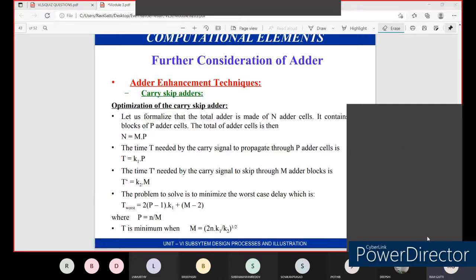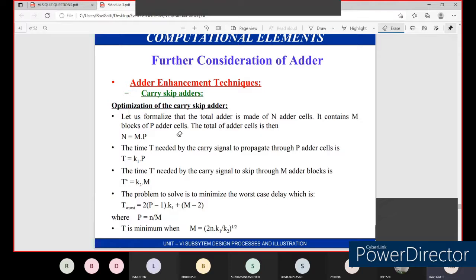So for our study, the adder is represented with capital N, which contains m blocks, each with p adder cells. Therefore the total number of cells we are considering is N = m × p. This is the general equation.